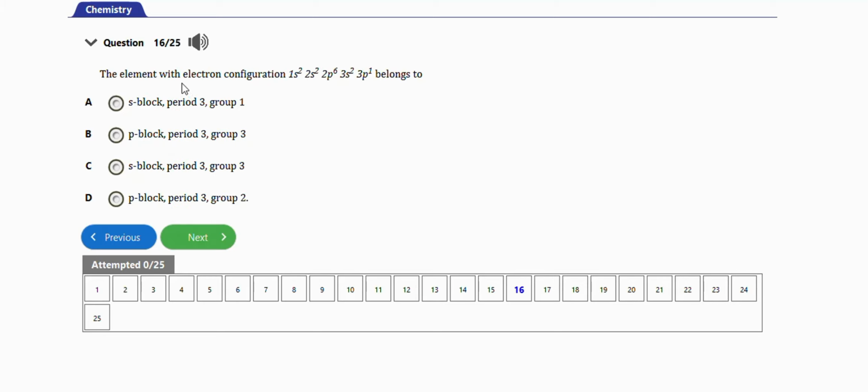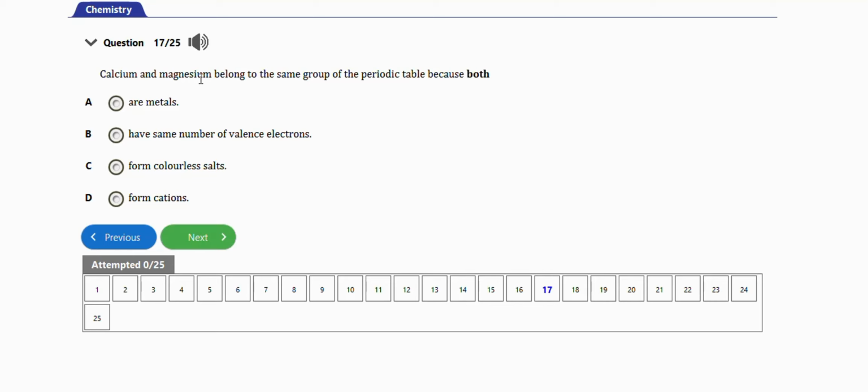Next question will be this one. It says the element with electron configuration belongs to, so this is, let's check, we have 10, 12. This is aluminium. So aluminium is in the P block. P block is in period 3 and is also in group 3. So the right option is option B. P block, period 3 and group 3. So that's it, option B.